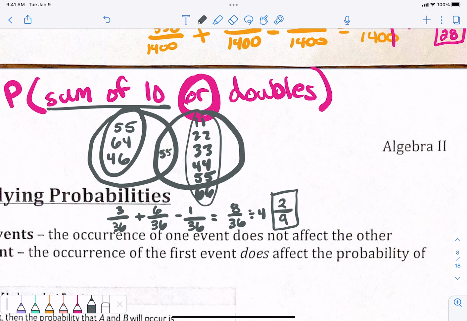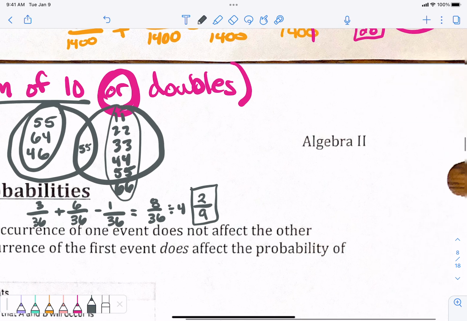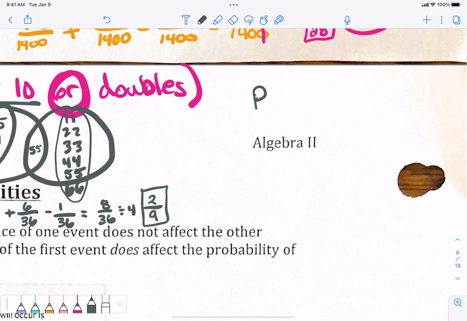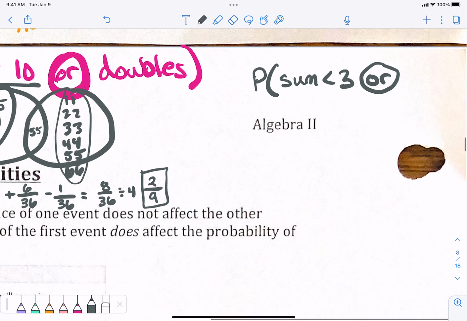Okay, so the next one that they say is, I'm going to skip B. You can do B because B is easier than C. So let's do C together. Should we do C together? What does C say? Sum less than 3, or, there's that keyword again, or sum greater than 10. Okay? A sum less than 3 or a sum greater than 10.